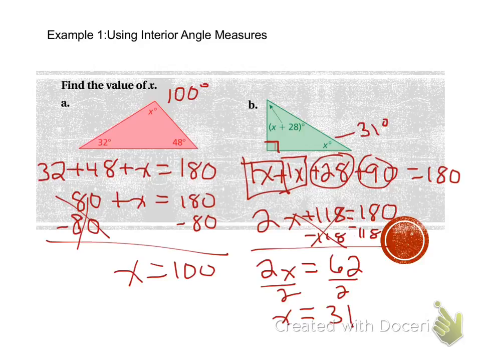But remember, we still have to figure out this angle up here is 31 plus 28. So you're going to end up with 59 degrees. So we've got our right angle, which is 90, 59 degrees, and 31. And they all add up to be the 180.